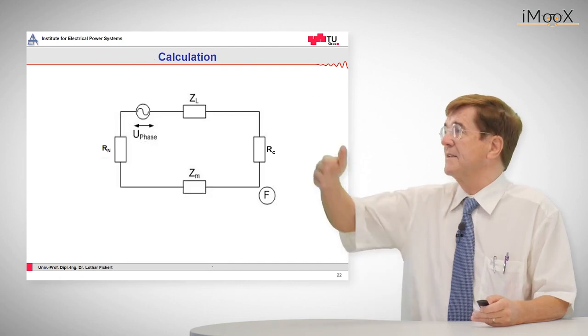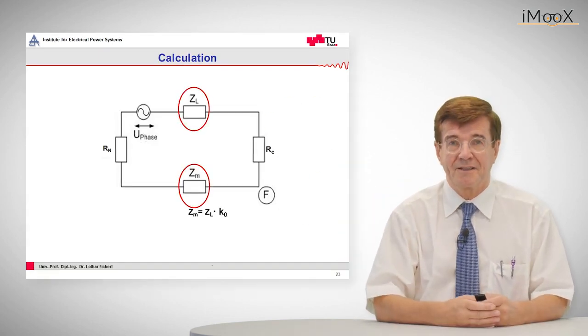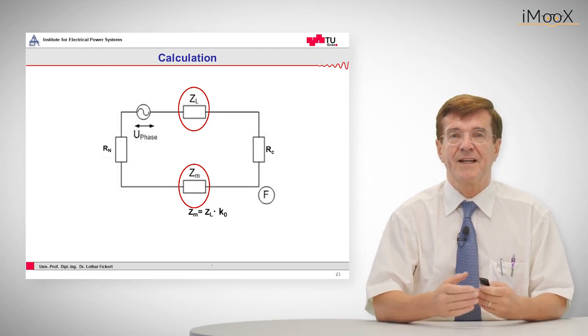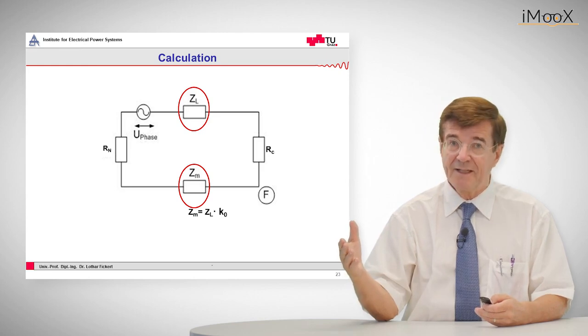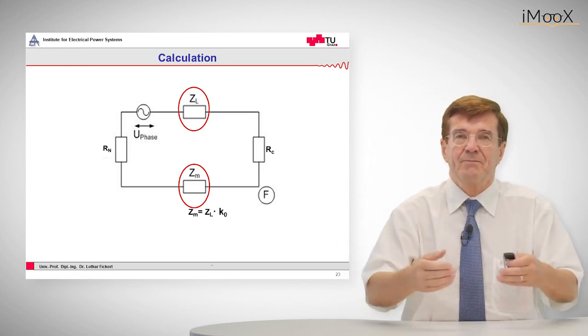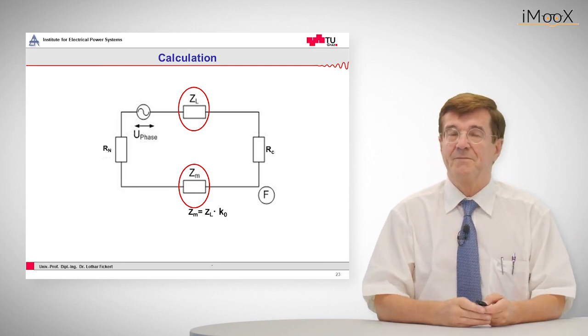So the fault impedance is made up of these elements, and we should pay a little special attention to these ZL and ZM. ZL is the line impedance, as we know it, and ZM is the part of the loop impedance that is underground, so to say, which is the mass impedance.